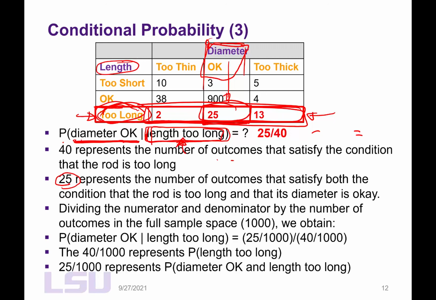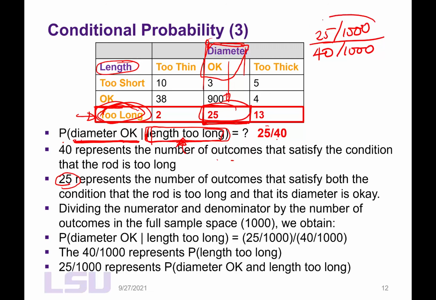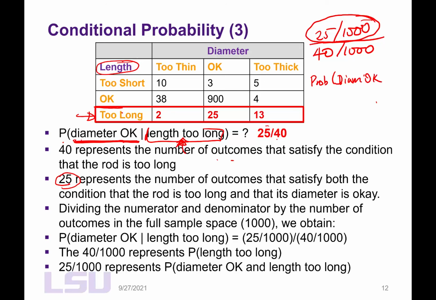Now we will work out what the equation is for this conditional probability using this case study. So this is 25 divided by 40. What if we divide top and bottom by 1000? That leaves the fraction unchanged. Then think about this: what's 25 divided by 1000? It's an unconditional probability, obviously, because you're dividing by 1000. And what's this number? It is the probability that the diameter is okay and, intersection, length okay.